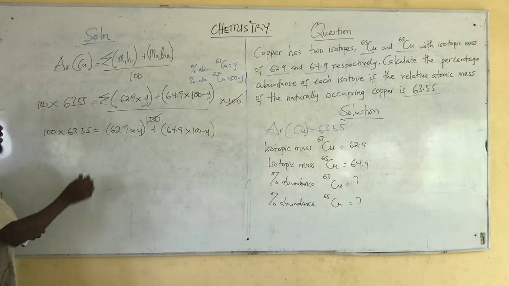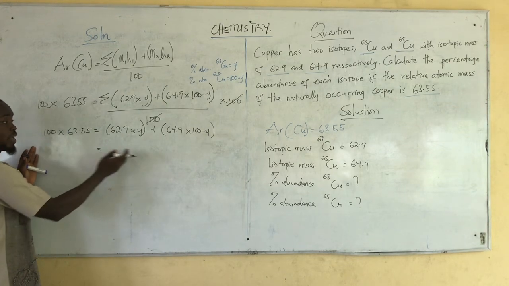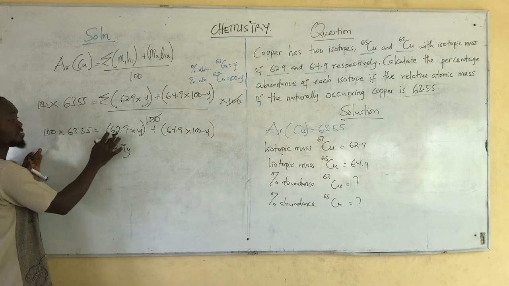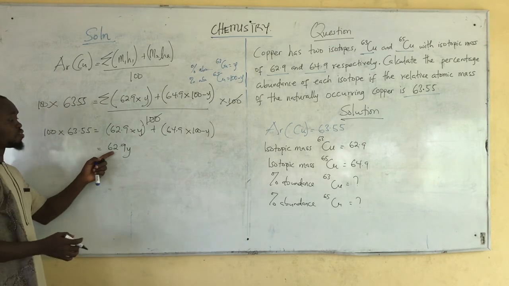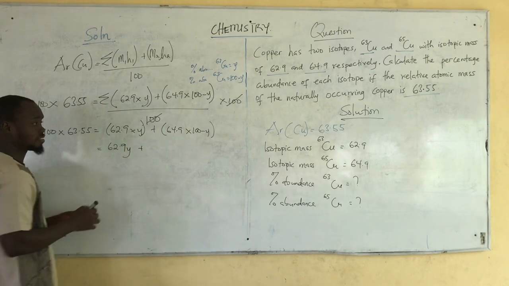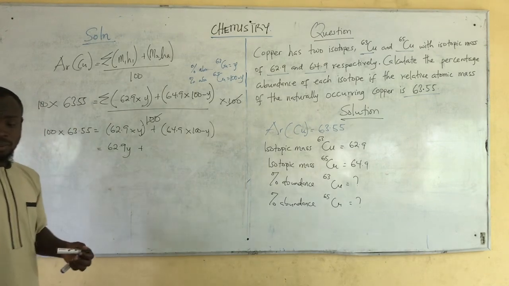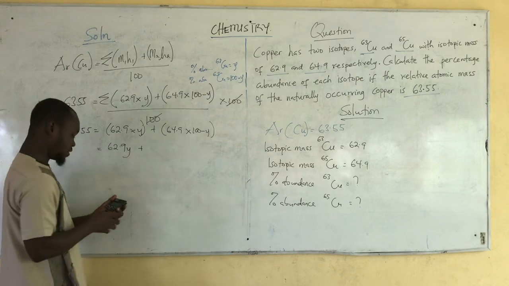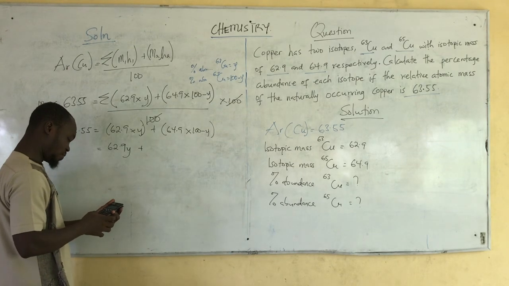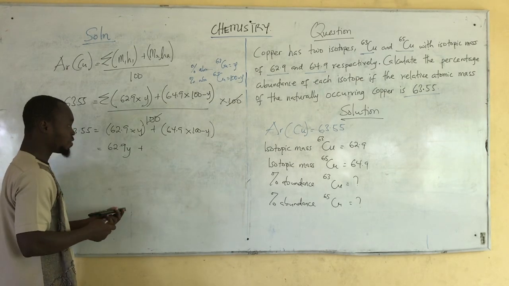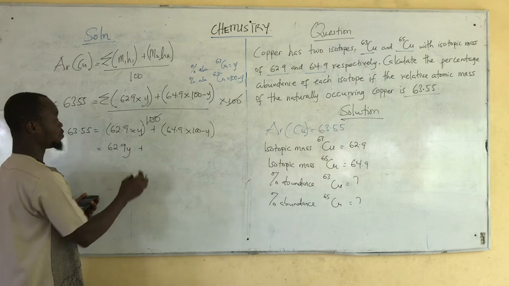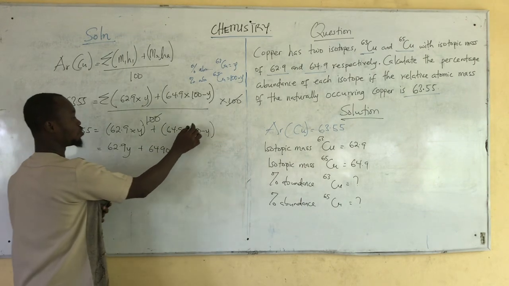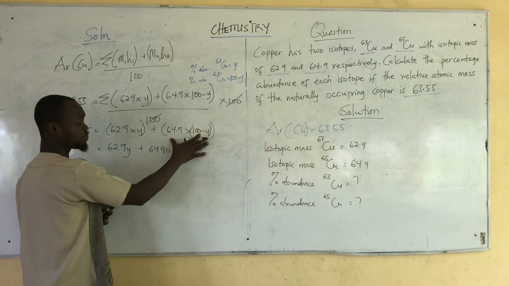So now let's expand whatever you have here on both sides of the equation. So you're going to get 62.9Y. That is 62.9 times Y. It will be 62.9Y plus, we can use our calculator to assist us. We have 64.9 times 100. So 64.9 multiplying 100, we have 6490. So plus 6490. So over here, we need to expand what we have in this bracket.